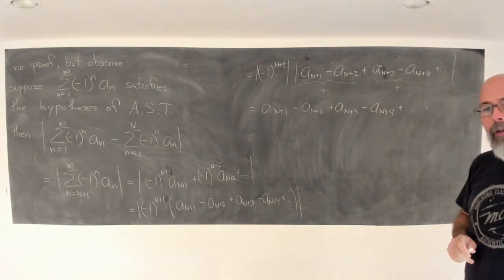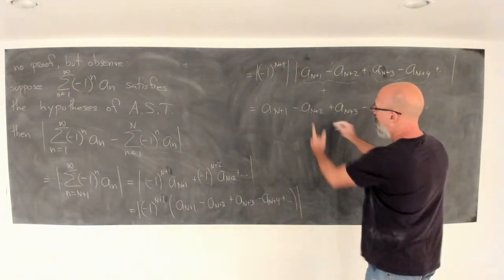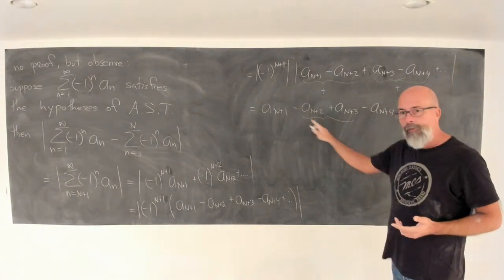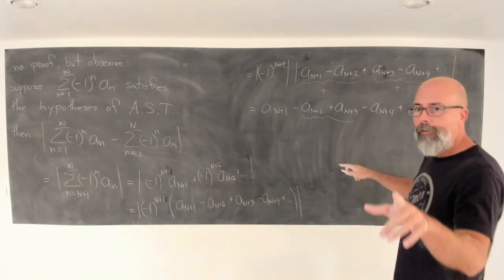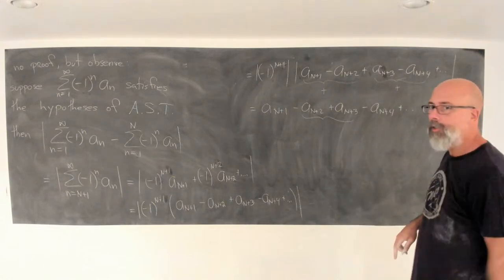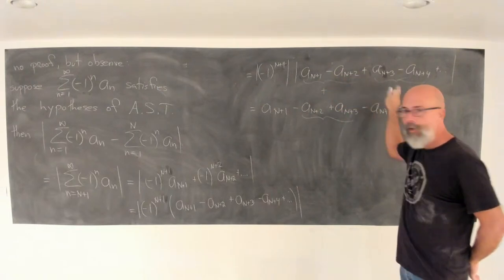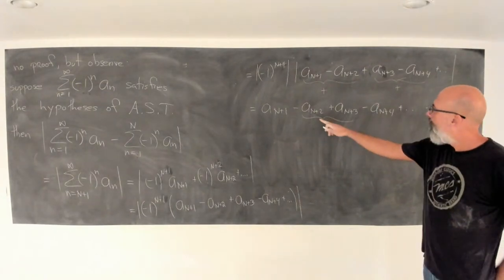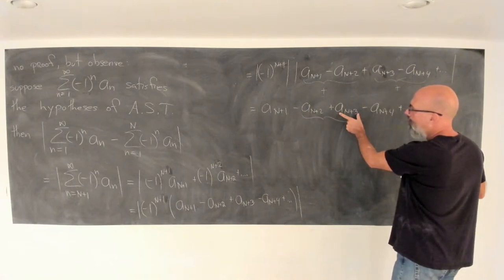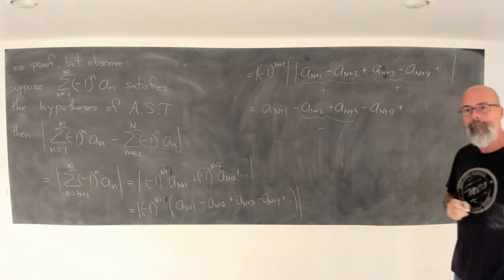But now let's group it the other way. Let's group these two together. Yes, we did say exactly that: a_n minus a_(n+1) is positive, or a_(n+1) minus a_(n+2) is positive. That's exactly what I'm using. And now if we group it the other way, this is bigger than that. So minus this plus that is going to be a negative number.